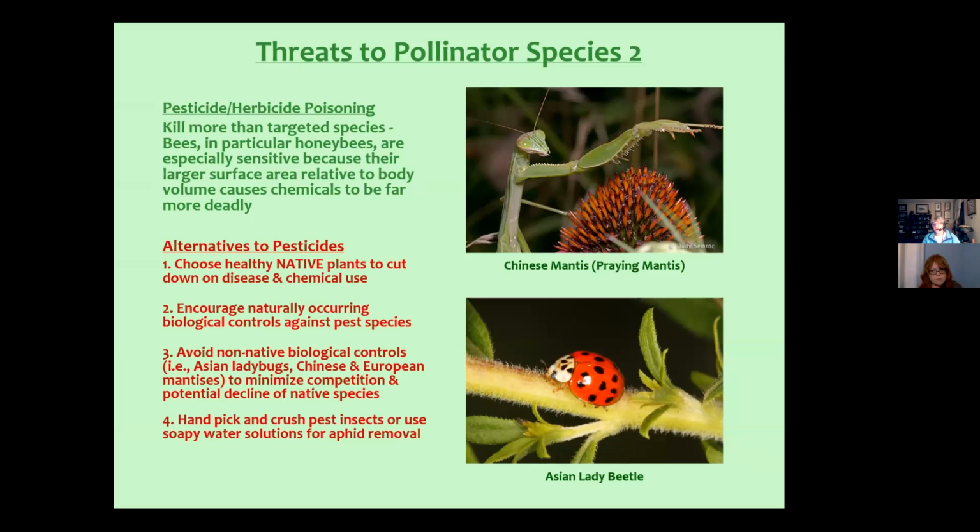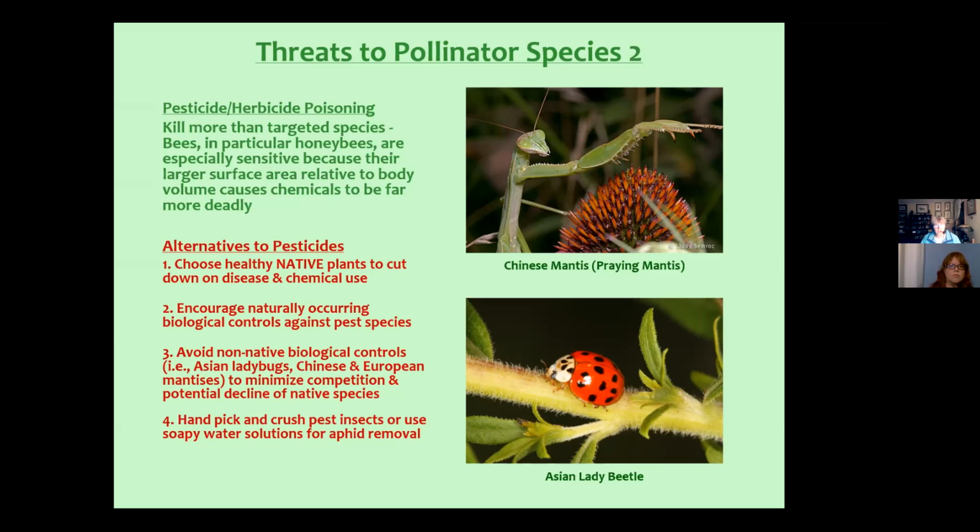If you've got a lot of farms around you and your farmer is spraying with the big tractors and the big spray units, and you've got insects flying through the residual spray that's flying up as they are laying it down, that's like an instant death knell for them. So this is all very, very difficult. Again, for alternatives, choose native plants to cut down on the diseases and the chemical use.